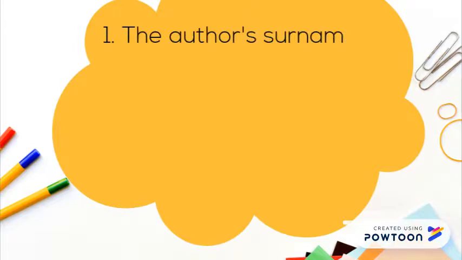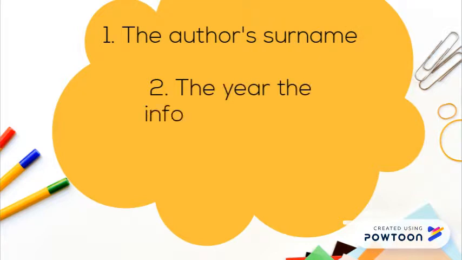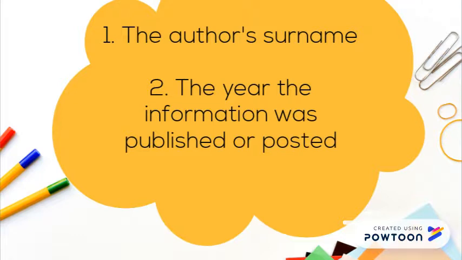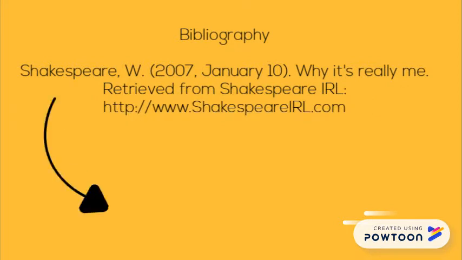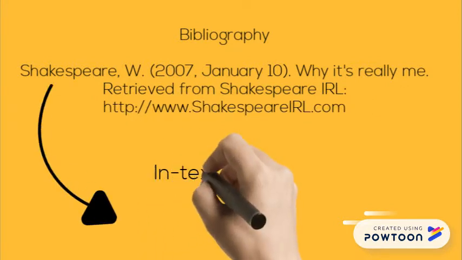So how do you write in-text citations? They require only two things: the author's surname and the year the information is published or posted. Simply find this information in your bibliography, the author's surname and the year, and create your in-text citation.